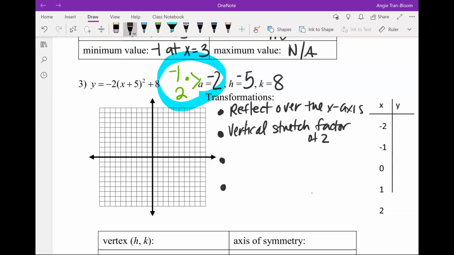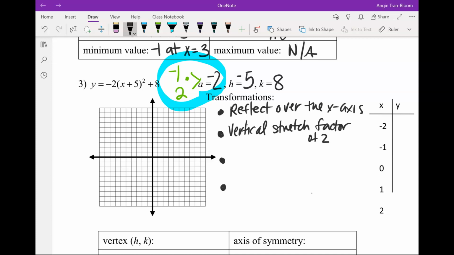Okay. Greater than 1 for it to be a stretch. No, but since it can never really be negative. Correct. The negative is always a reflection. It has nothing to do with stretch or compressions. Okay.